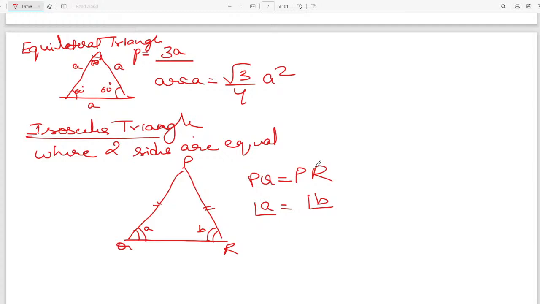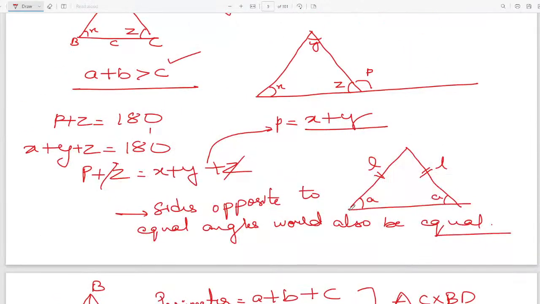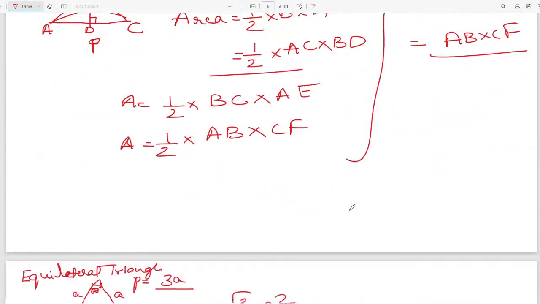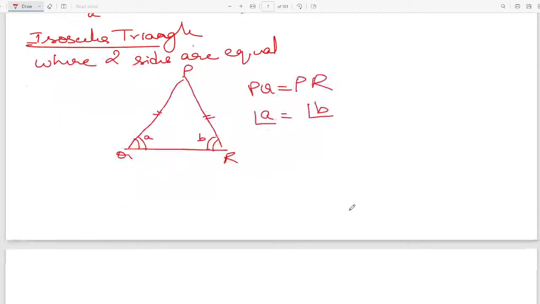If it's clear, please let me know. I'll move to the next part. Clear. If you have any doubt in this section, this part, please ask. It's clear. Please do let me know. I'll move to the next part.